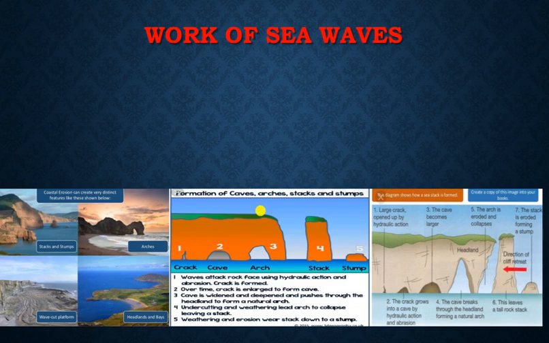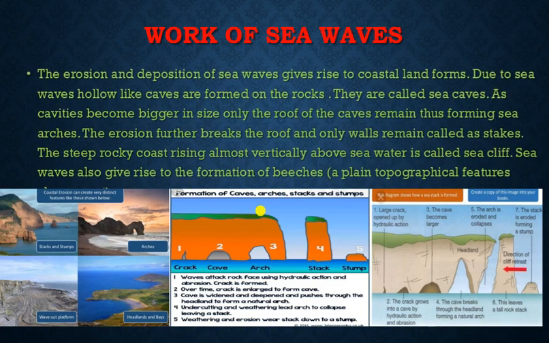There are agents involved for this very process. Those agents are called agents of gradation. We have work of water, work of glacier, work of sea waves, and work of wind. Earlier, in the early presentation, we talked about the work of a river. Now, in this presentation, we'll be talking first about the work of sea waves. The erosion and deposition of sea waves gives rise to coastal landforms.